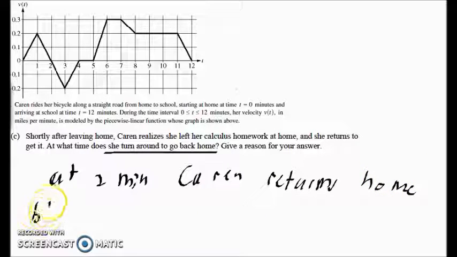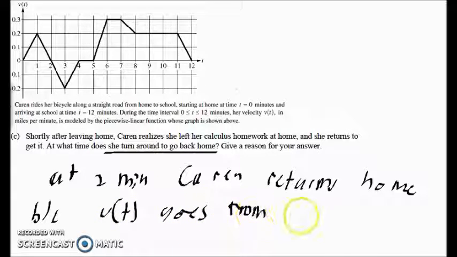because v of t goes from positive to negative here. This is a very straightforward question. It should be fairly easy. The grading for this section is fairly easy. It's 1 point for the answer, 2 minutes, and another point for the reason.